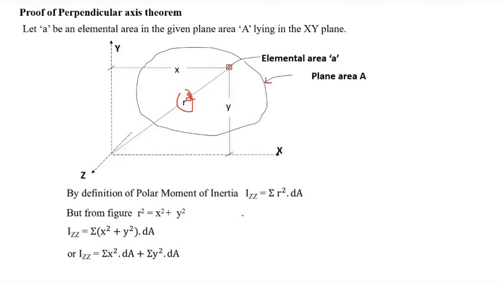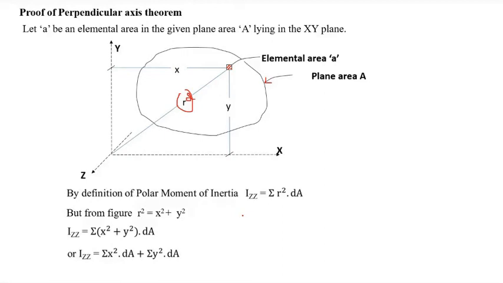So sigma x square into dA is Ixx, and sigma y square into dA is Iyy. Is it so? One more time, think one more time. So there only you go wrong.